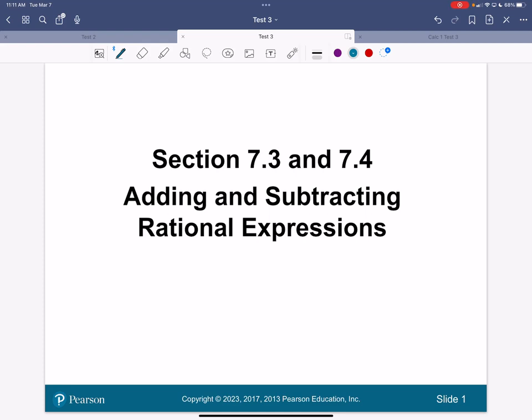Okay, this is adding and subtracting rational expressions. This is the first of 3 lessons that are on the more intense side. We've got adding and subtracting rationals, we've got complex fractions, and then we have rational equations. So be patient with yourself.